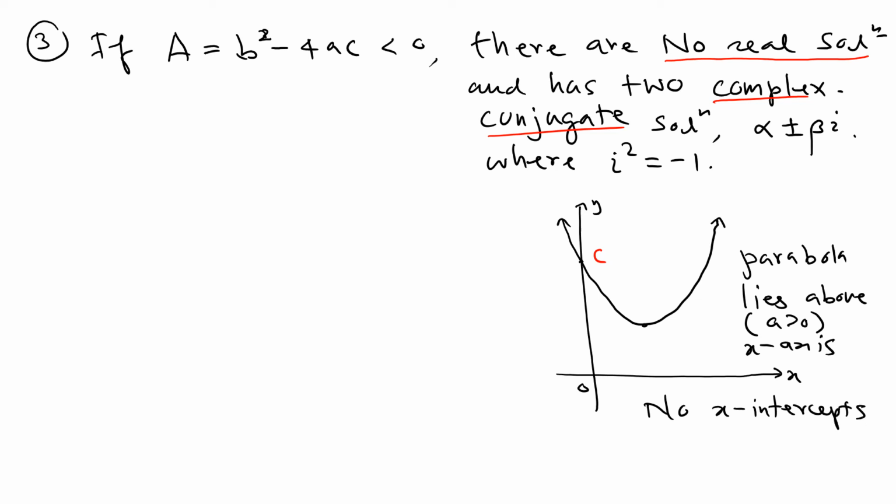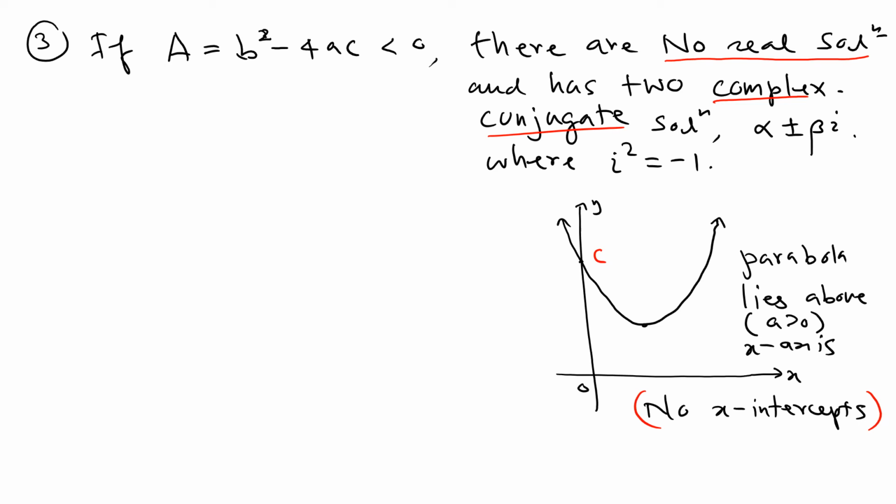There are no x-intercepts. So that's what happened in this case, because if there's an x-intercept, that's a solution. If there are no solutions, that means there are no x-intercepts. So that's what happened to the graph. Earlier the graph crosses the x-axis two times, and when the discriminant is 0, the graph crosses the x-axis only once, and this time the graph does not cross the x-axis.